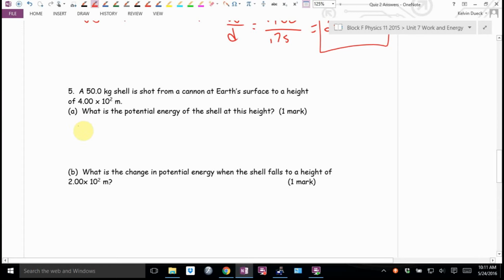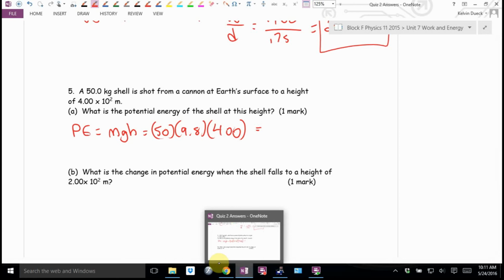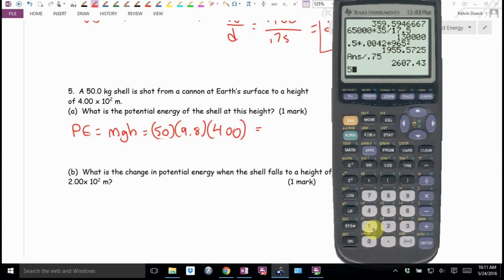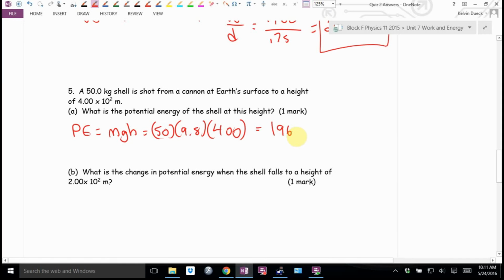Part A asks, what's the potential energy? Potential energy is mgh. 50 times 9.8 times 400. That's what 4 times 10 to the second is. 50 times 9.8 times 400. 196,000, is that right? 196,000 joules, or 1.96 times 10 to the 5th joules.